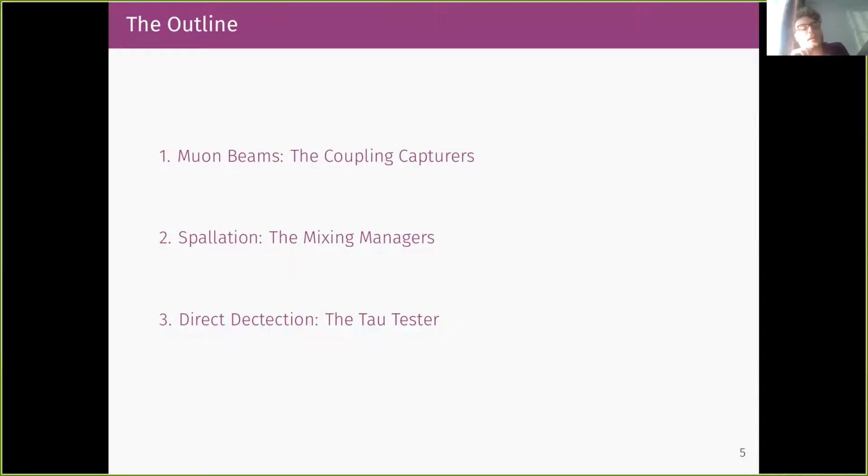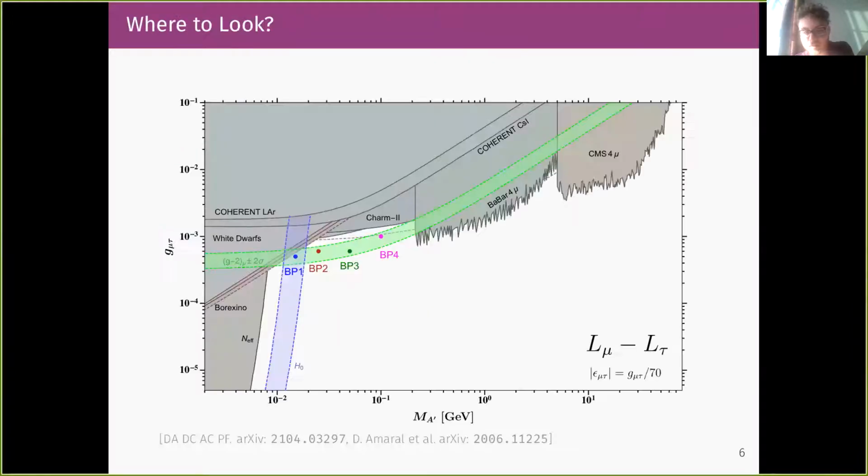And we're going to look at 3 different experiments. We're going to look at muon beam experiments, which are going to be very good at getting our coupling. We're going to be looking at spallation experiments, which are going to be good at discerning that value of the kinetic mixing. And then we'll be looking at direct detection experiments, which, although dark matter experiments, will actually prove very key to testing the third generation and really discriminating between the two models. But before we start looking, we need to know where we're going to look.